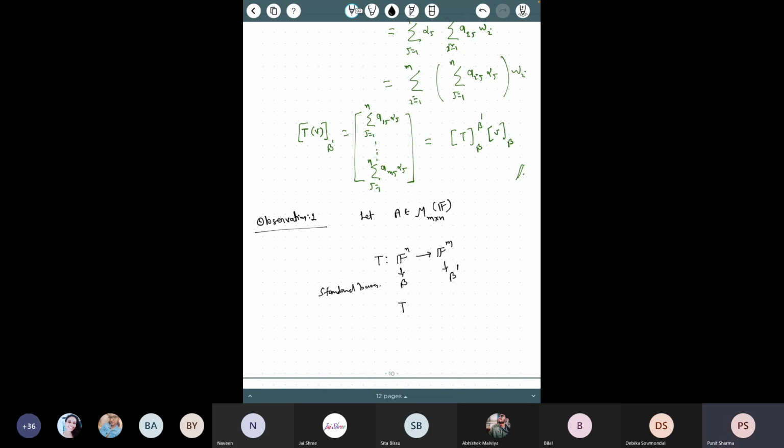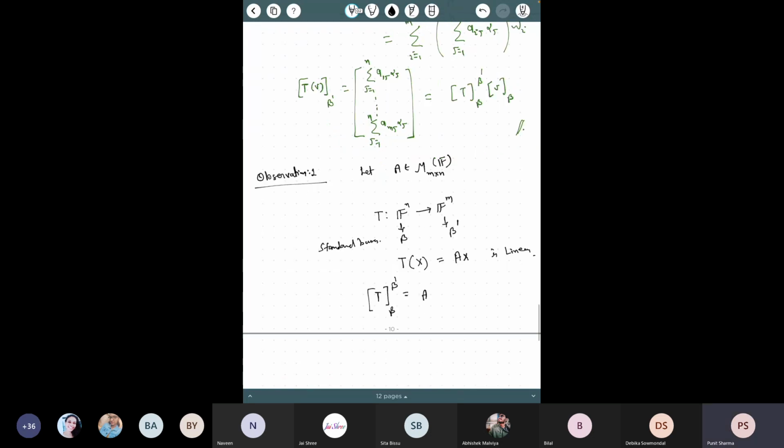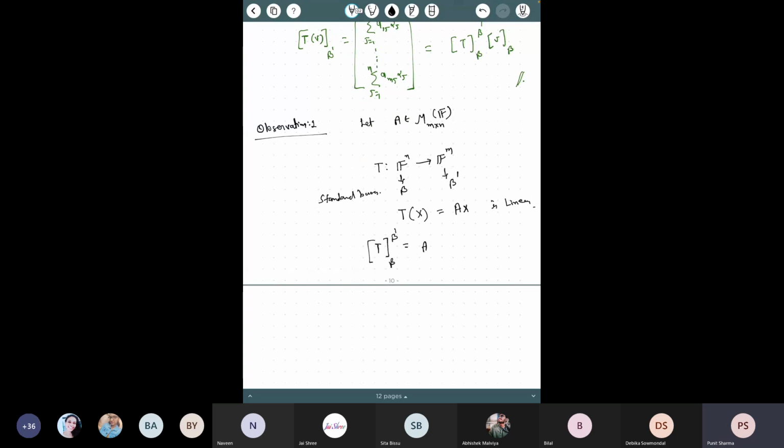If I take any vector X in Fn, then T of X would be AX. If I do it as Ax, then you can verify that the matrix of T with respect to B and B dash is equal to A. This is linear clearly, and the matrix of T with respect to B and B dash is equal to A. So this is easy to observe.